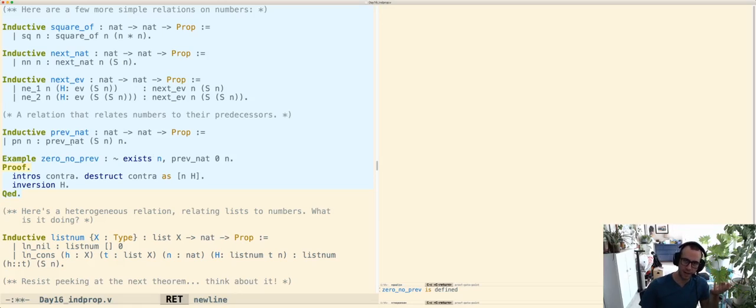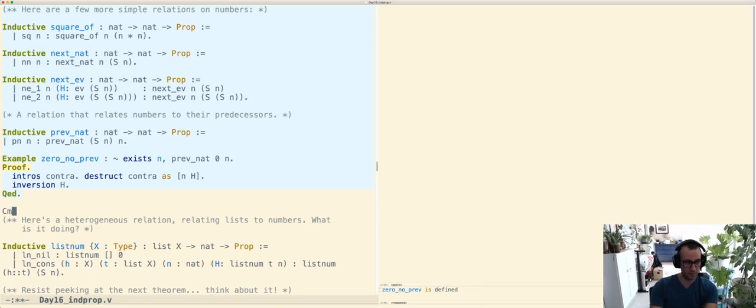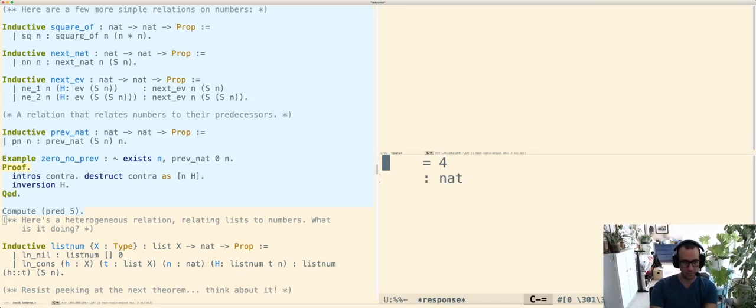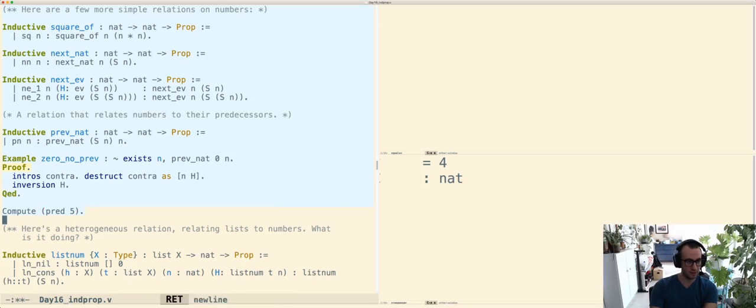This is another advantage of inductive propositions. This prev nat is the true predecessor proposition, not function, right? The function had to be total. When we defined pred, the function, we found that, okay, well, pred 5 gives the right answer, but pred 0 does not. It says pred 0 is 0.